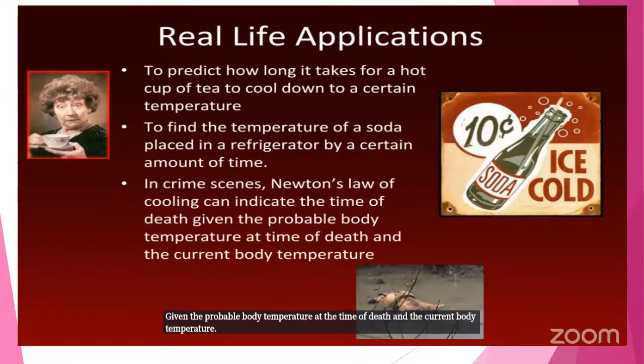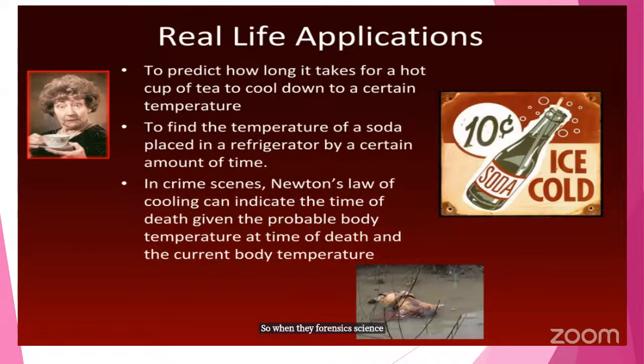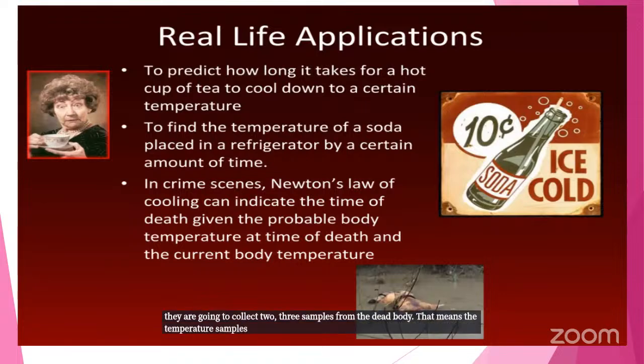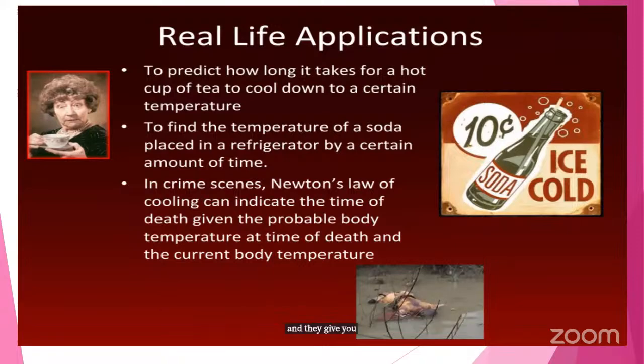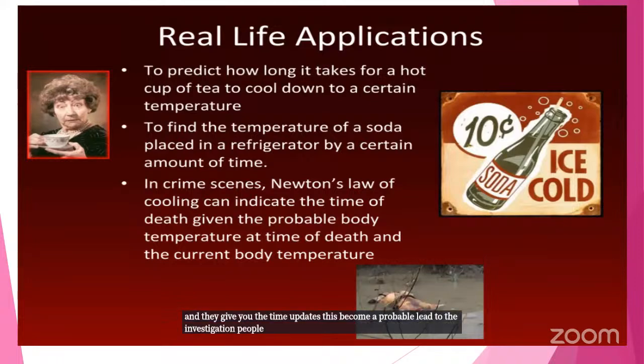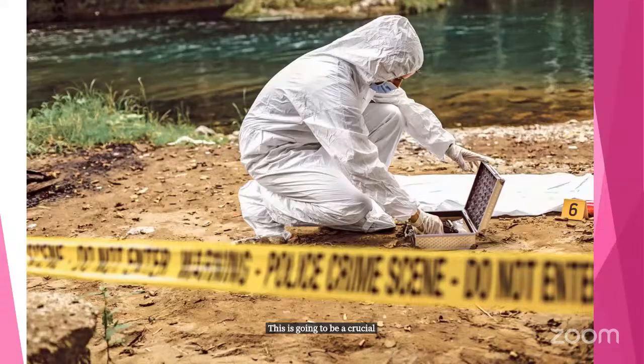So when the forensic science people are starting an investigation, they are going to collect 2-3 samples from the dead body. That means the temperature samples, and clearly they apply Newton's law of cooling, and they give you the time of death. This becomes a probable lead to the investigation people, whether they may be CBI or CID. This is going to be a crucial lead. This is one of the important applications.